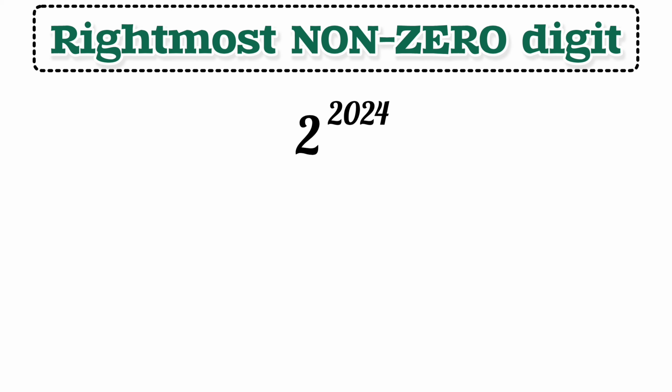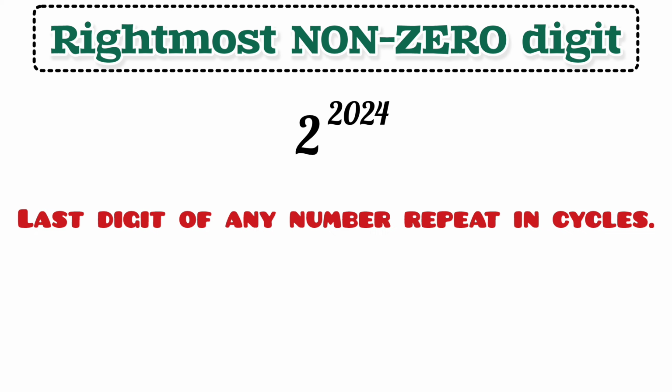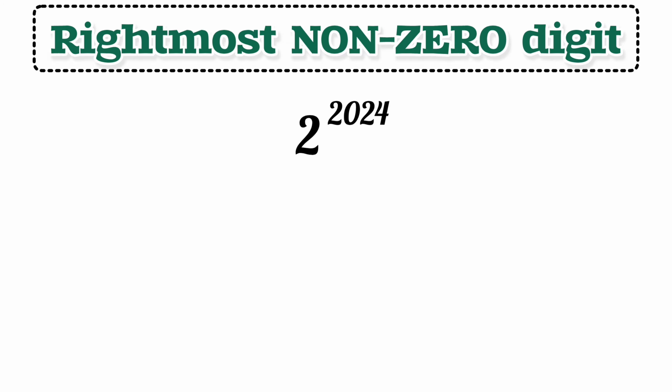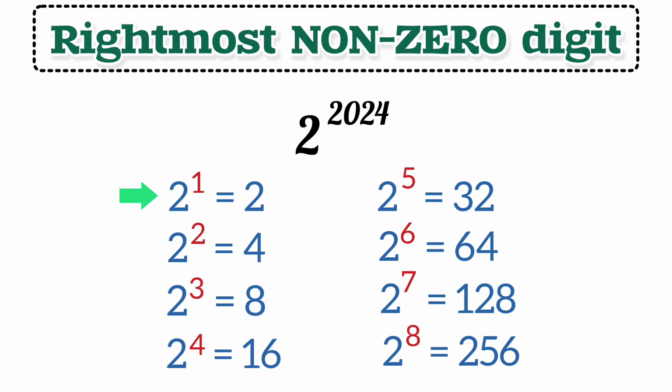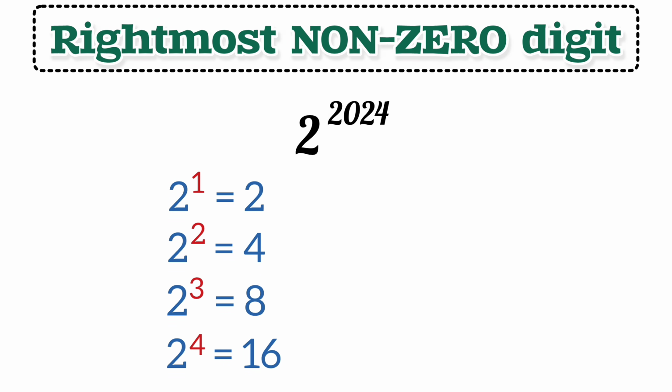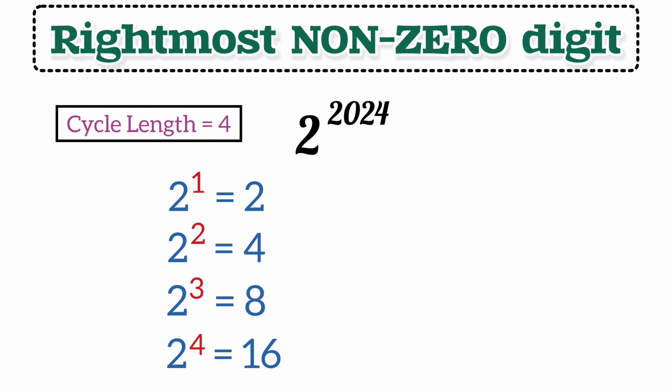Remember one thing, the last digit of any number repeats in cycles. Carefully examine values of powers of 2. 2 raised to the power 1 ends in 2. 2 raised to the power 5 also ends in 2. Similarly, 2 square ends in 4. 2 to the power 6 ends in 4. Clearly, after every 4 numbers, the cycle repeats. In this case, the cycle length is 4.